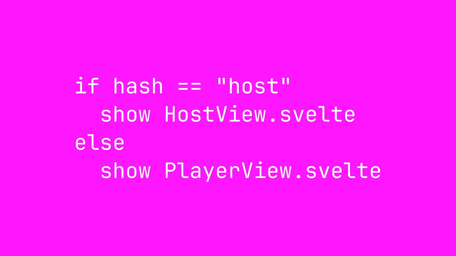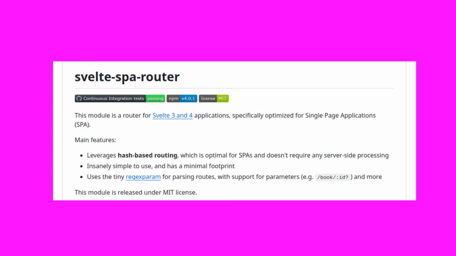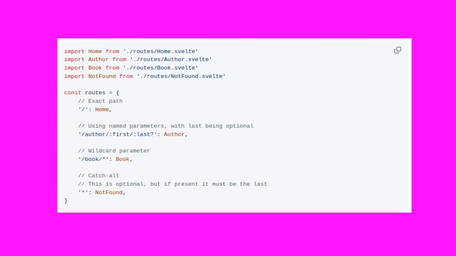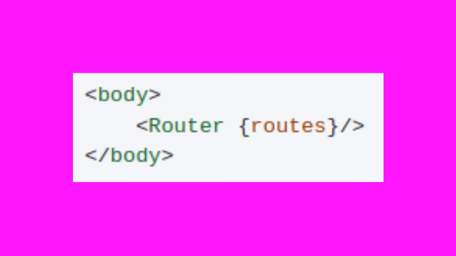There's actually a really great package that does this already, called Svelte SPA Router. We simply define an object with a bunch of routes mapped to a component which we want to render. Then we slap in a router component in our app.svelte and then we're ready to go. Super convenient, right? We will create the /player route and the /host route, which will map to our player and host view respectively. So now that we have a plan, let's write some code.